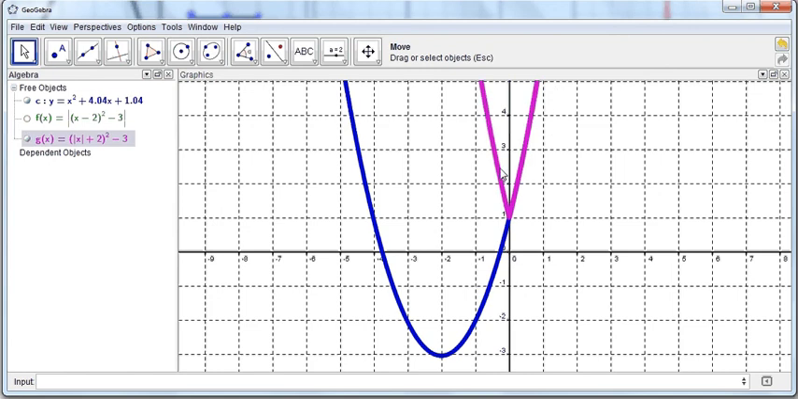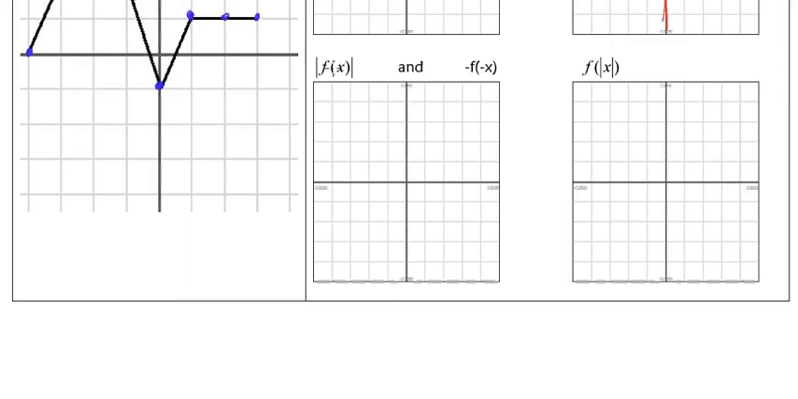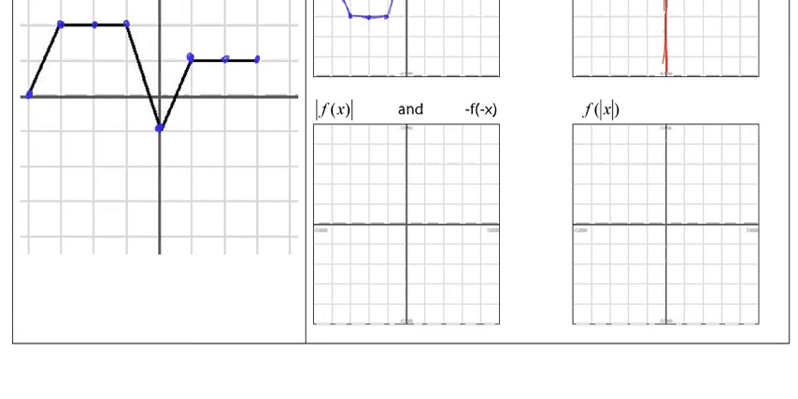Notice our vertex completely disappears because that's in our negative x values. We just have this partial piece of a parabola. Now, using all that understanding, let's come back and use it. So here's, again, our original function.